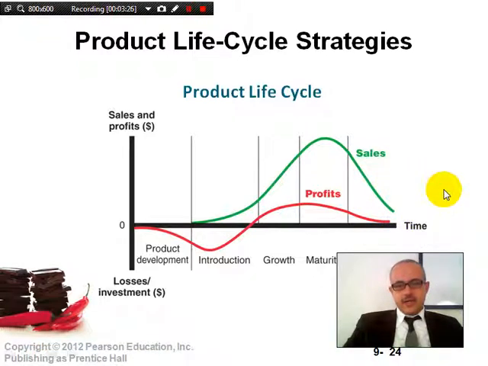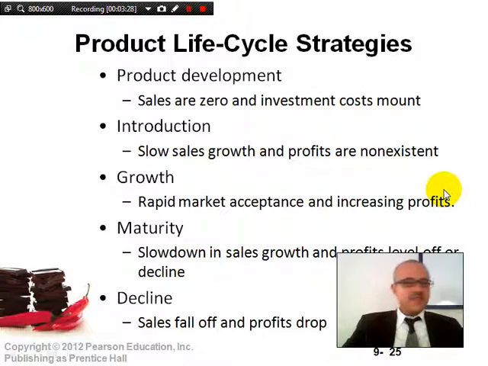Let's see. Here we've got product development, where sales are zero. Introduction, sales grow. Growth, that's when you have rapid market acceptance. We have most profits increase. And then we have maturity, that's when your sales slow down and your profit levels off. And then you have decline, that's when sales fall and your profits drop on this product. So maybe you want to come up with another new product.